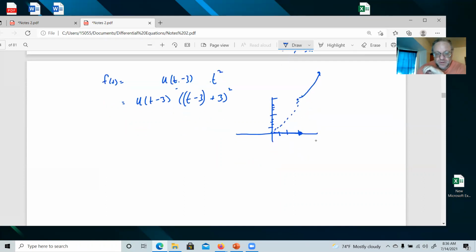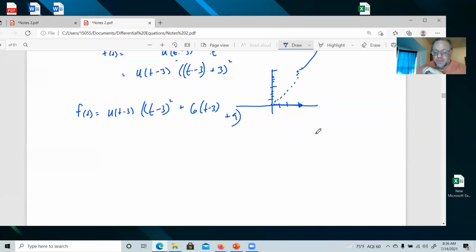So this is f of t equals u(t minus 3), but this is going to be (t minus 3) squared. We're going to have 2 of those, so it's going to be 6(t minus 3) plus 9. Then we're going to have to take the Laplace transform. When we do this, we're going to have to distribute. So that's u(t minus 3)(t minus 3) squared, and we know what that is because we just did it, plus u(t minus 3) times 6 times (t minus 3).